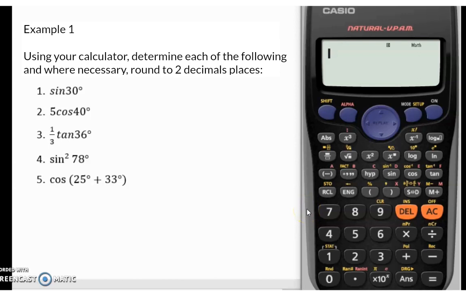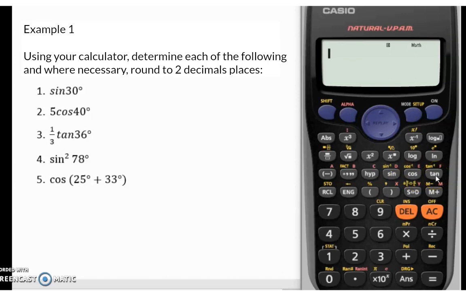Example 1. Using your calculator, determine each of the following and where necessary, round to 2 decimal places. Before you start, always check that your calculator is set on degrees, because angles can be measured in degrees as well as radians, and for school maths we use degrees. So make sure that the window on your calculator displays a D for degrees.